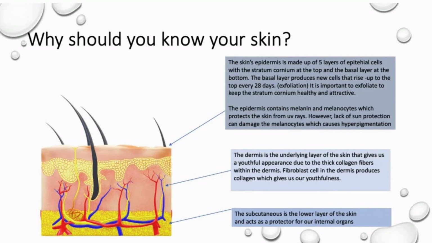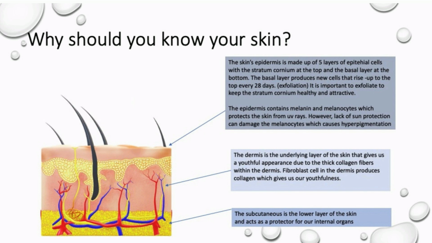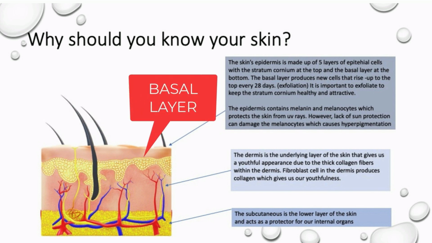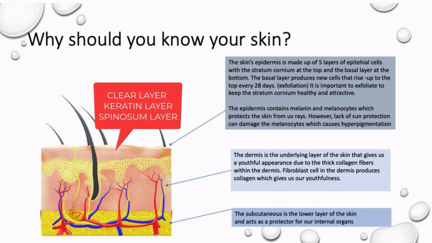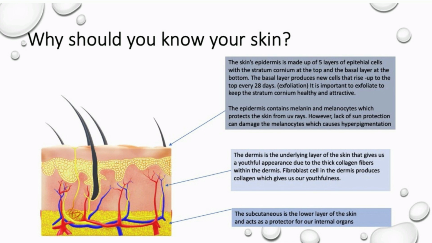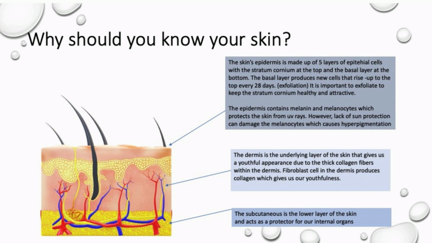The skin's epidermis is made up of 5 layers of epithelial cells, with the stratum corneum being at the top of the epidermis, and the basal layer at the bottom. In between, there are 3 other layers: the keratin layer, the spinosum layer, and the clear layer. The basal layer produces new cells. That's where the stem cells are anchored as well. And half of these cells rise to the top within a 28-day period. That phase is called exfoliation.